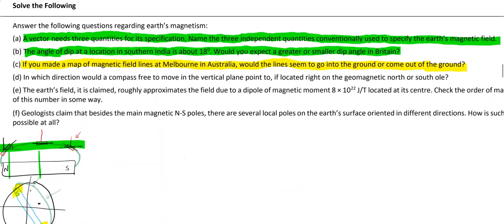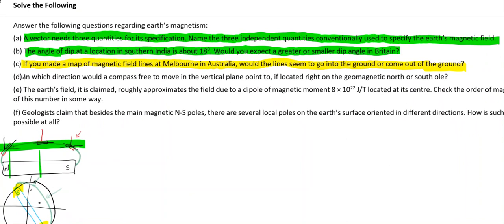Next, in which direction would a compass free to move in a vertical plane point if located right on the geomagnetic north or south pole? Consider this to be the pole.